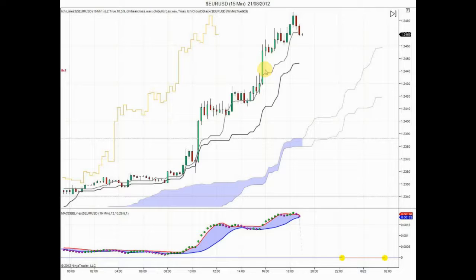So it was a pretty good trade, with the price moving aggressively in a very short time and generating good profits.